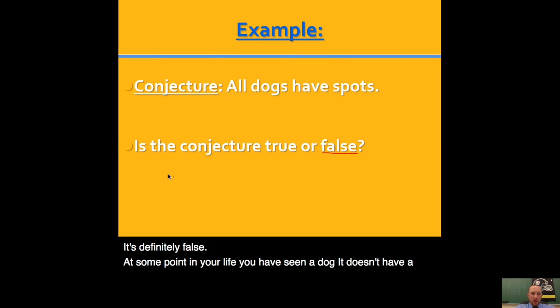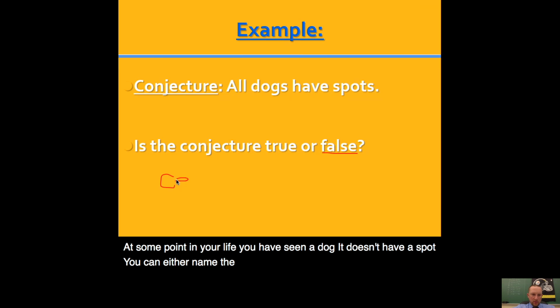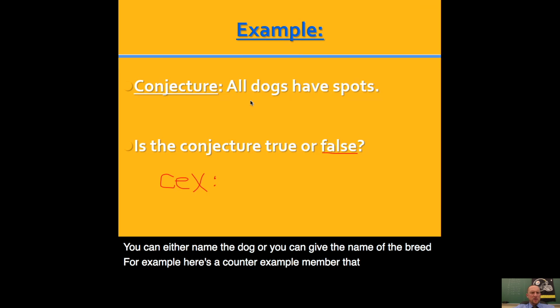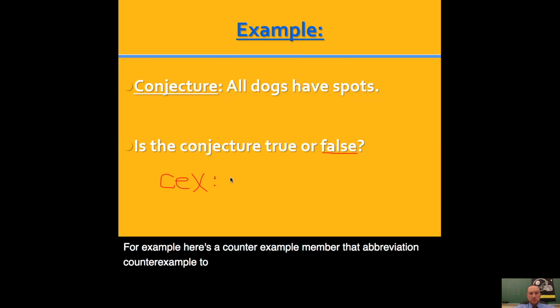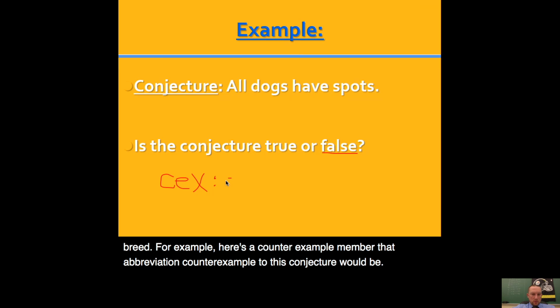You can either name the dog or you can give the name of the breed. For example, here's a counterexample. Remember that abbreviation. The counterexample to this conjecture would be golden retriever.